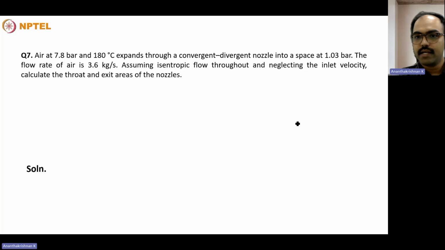So this question is regarding a convergent divergent nozzle. Air at 7.8 bar and 180 degrees Celsius expands through it into a space of 1.03 bar. The flow rate of the air is 3.6 kg per second. Assuming isentropic flow throughout and neglecting the inlet velocity, calculate the throat and exit areas of the nozzle. It's a convergent divergent nozzle, so you could expect the Mach number to become equal to 1, and by the time it exits, it will be greater than 1.